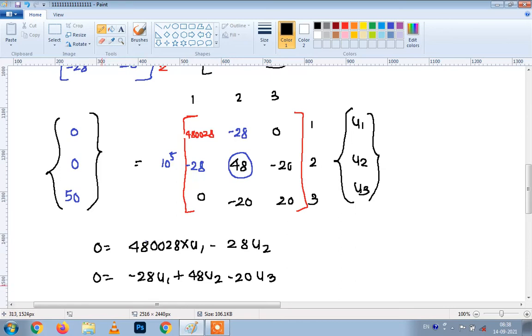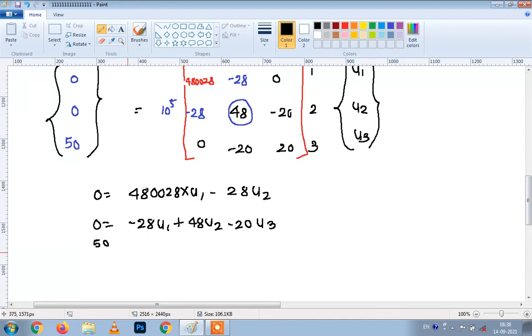Similarly here, 50 is equal to, now we multiply the third row with the first column: 0 u1 minus 20 u2 plus 20 u3. I request everybody to please pause this video here and find the values of u1, u2 and u3 that you are getting.